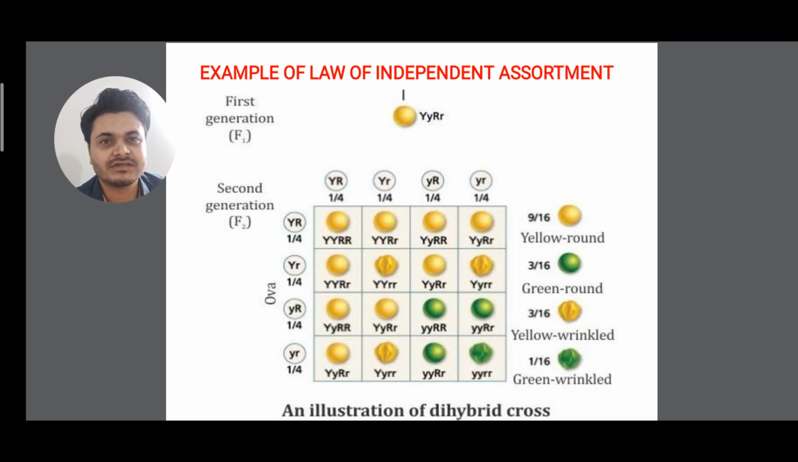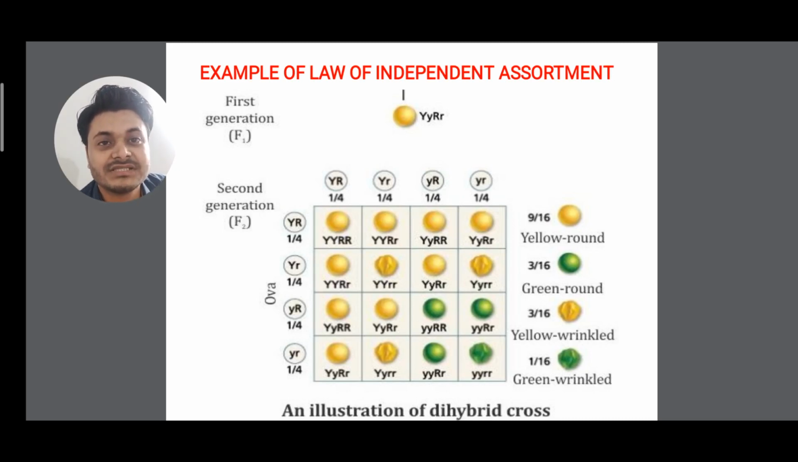So we know from the dihybrid cross that when an F1 hybrid crosses with another F1, four types of gametes are produced, isn't it? So you can see four gametes on the top side and four on the left side. So a total of 16 progenies will be formed, and the F2 dihybrid cross phenotypic ratio is 9:3:3:1, isn't it?